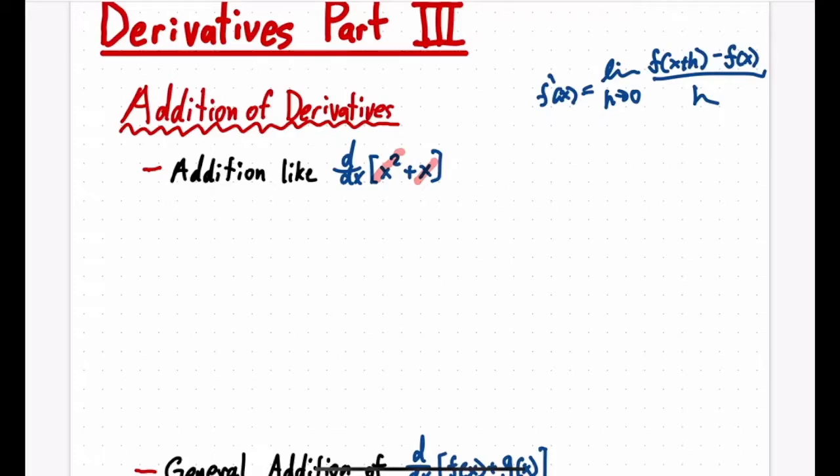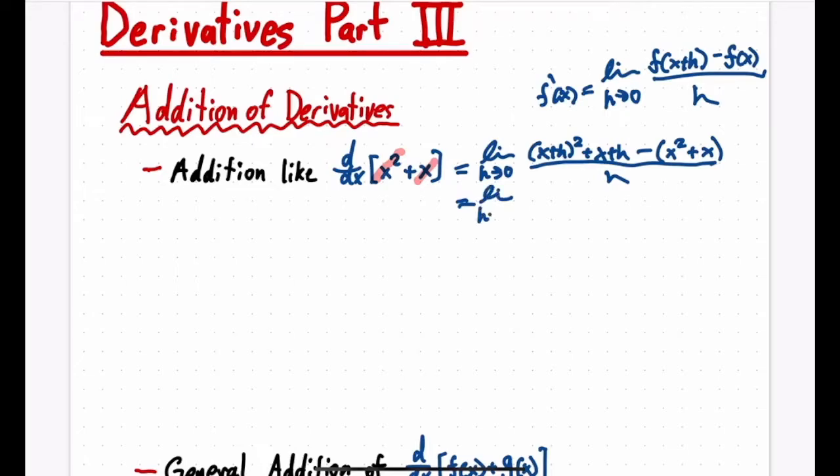So this derivative equals the limit as h approaches 0 of x plus h squared plus x plus h, that's that first f at x plus h, minus x squared plus x, all over h, which we can simplify.